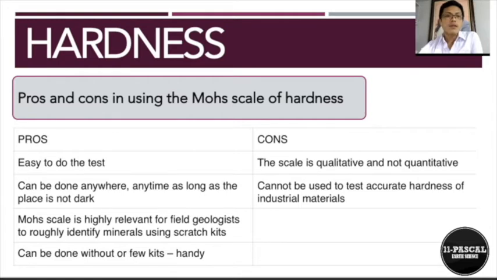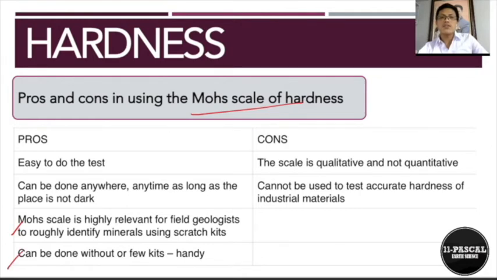And then next, the Mohs scale is highly relevant for field geologists to roughly identify minerals using scratch kits. So for immediate feedback about the hardness, you can use the Mohs hardness scale. It can be done with few or no kits, so it's quite handy.